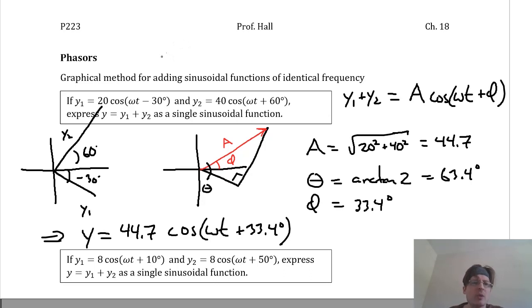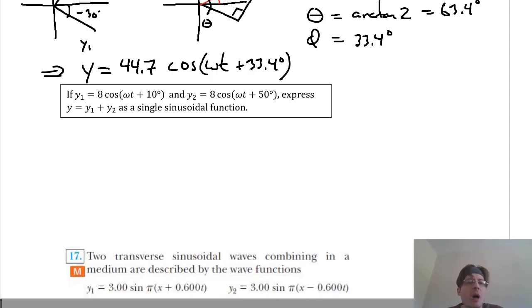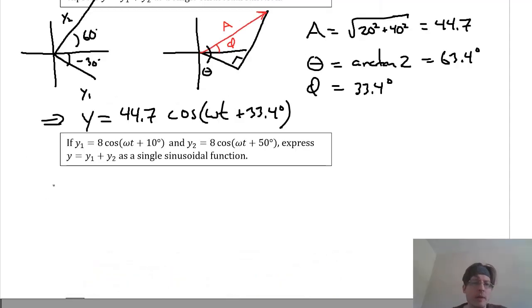So in that example, I got a right triangle because the two individual phasors differed by 90 degrees. That isn't always the case. In the next example, I have two sinusoidal functions. They don't differ by 90 degrees from each other, but I can still draw the phasor diagram and figure out how to add them up. In this example, I have a phasor with a phase of plus 10 degrees and another one with a phase of plus 50 degrees. So I'll sketch them separately first.